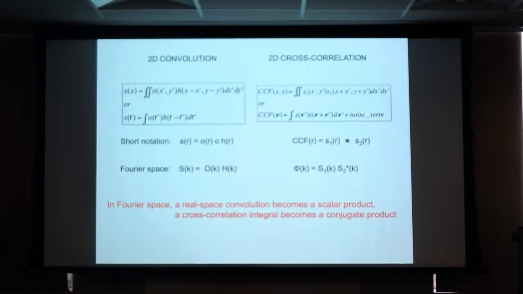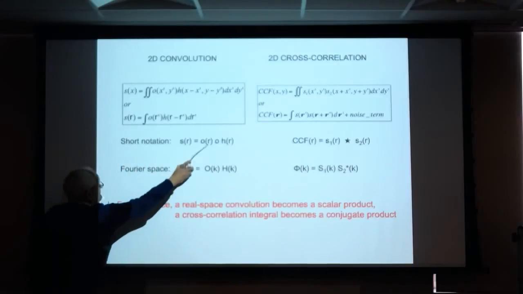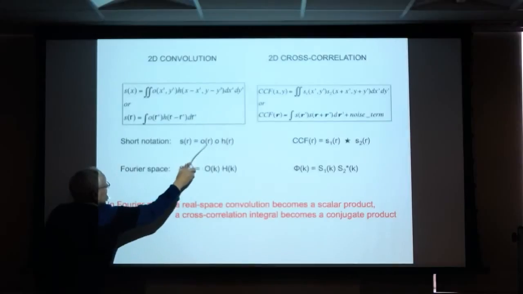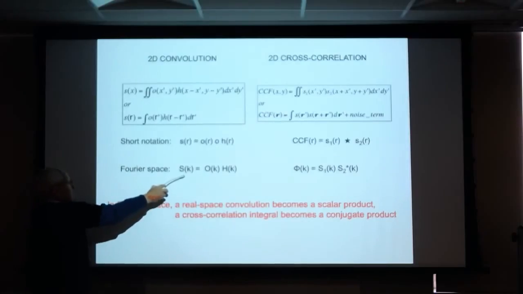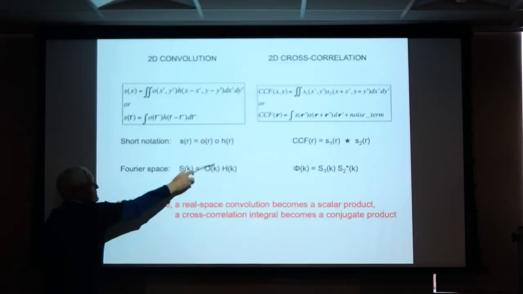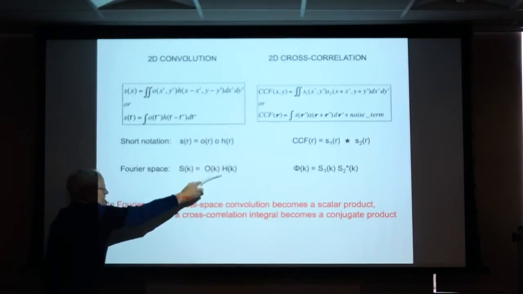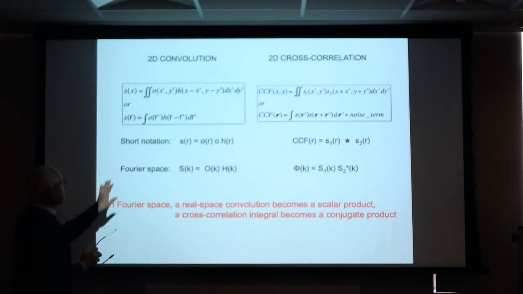But before I say this, I want to point out the formula that I was going to show you before. The convolution product: here's the object convoluted with a constant function. In Fourier space, the Fourier transform of the image is equal to the Fourier transform of the object times, simply scalar multiplication, the contrast transfer function. So this is the convolution.